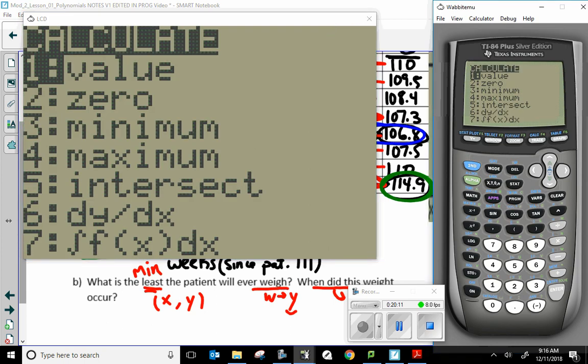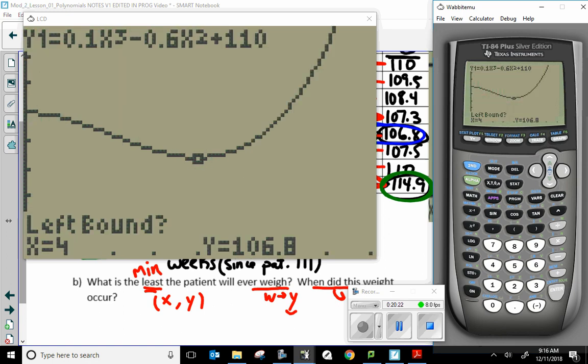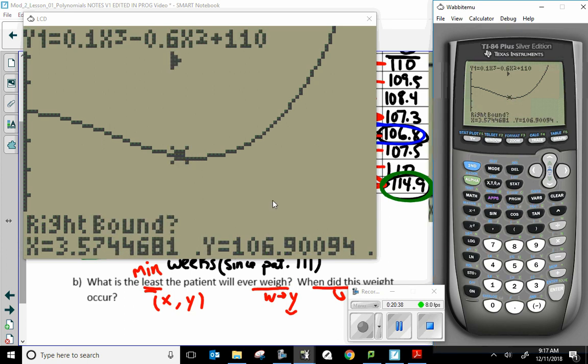And I want the computer, or the small mini computer, which we call calculator, to calculate our minimum, which is choice 3. Now this is where I have to make a bow tie around my minimum. The calculator is telling me, well, go left. Our minimum is about here, so I want to go left of it. There you go, and I hit enter. Now the calculator is saying, what about right? So now I'm going to go right over here.